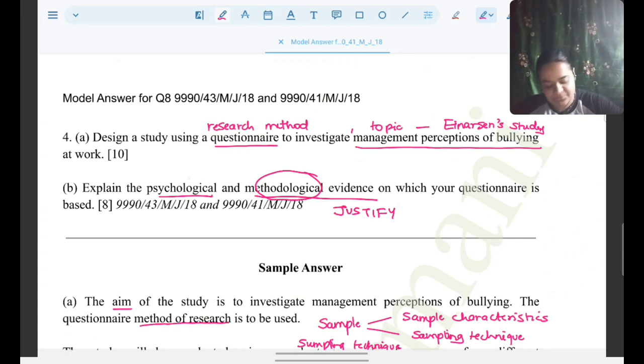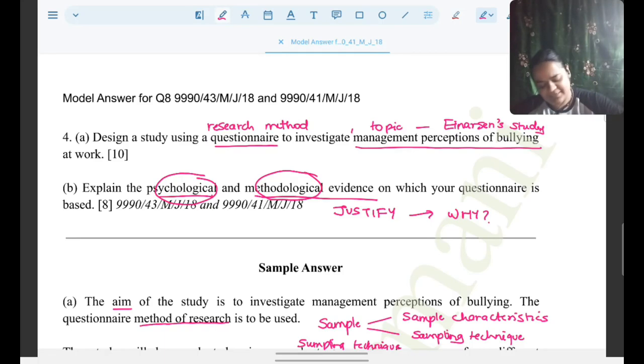So that's the part of psychological evidence. Justification means you're answering the question, why? When you're answering about psychological evidence, why are these particular questions included in your questionnaire? If it's an experiment, why is this the task that participants have to do? If it's an observation, why are these the behaviors that you're observing in your participants? So justification, or why, is what you do in psychological evidence.